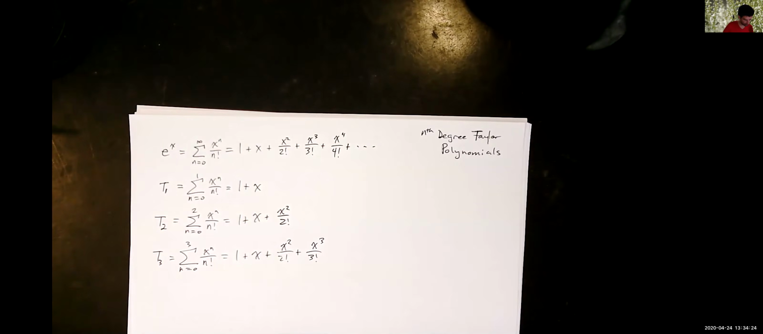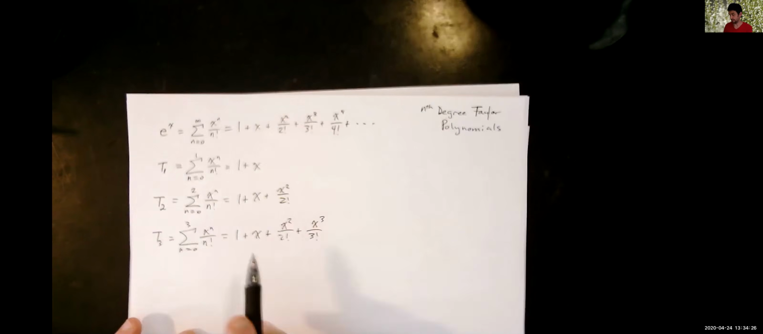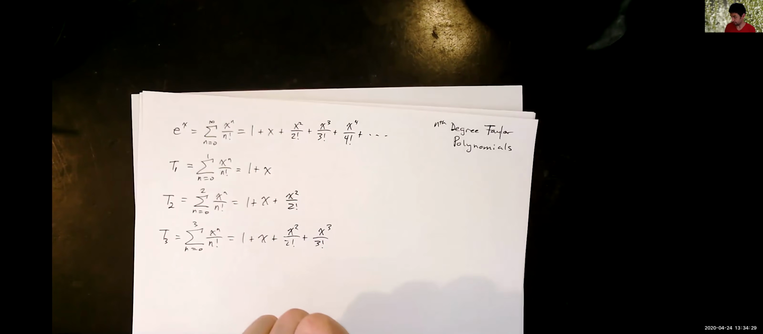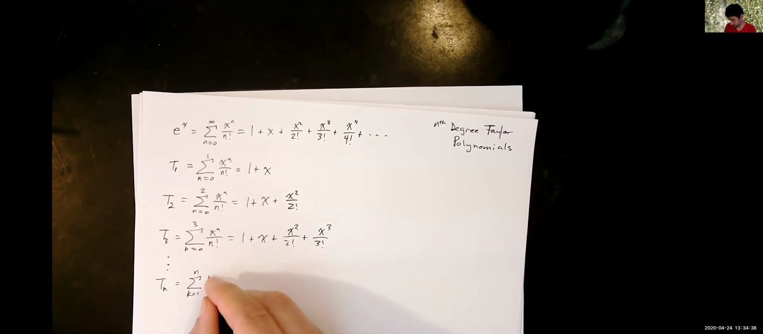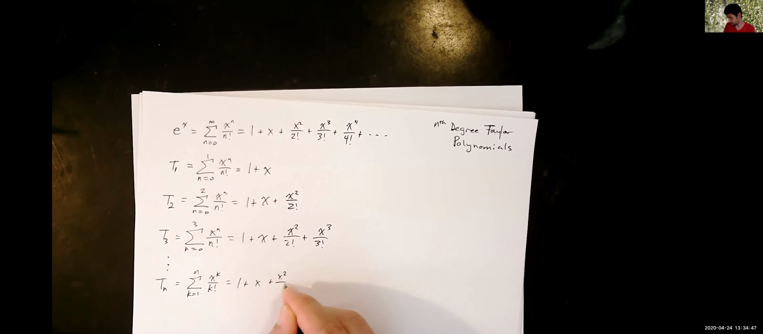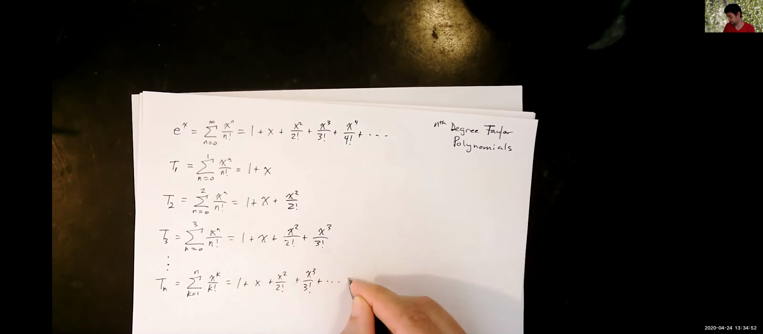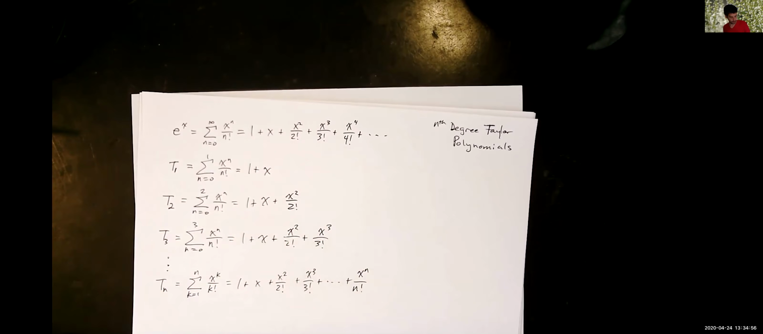All right, so we've got these partial sums, these nth degree Taylor polynomials. Sometimes people write T sub n as just the sum from k equals 1 to n of x to the k over k factorial. It just means, in this case, 1 plus x squared over 2 factorial plus x cubed over 3 factorial, and on up till you get to the nth degree.